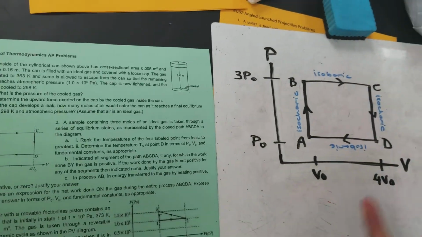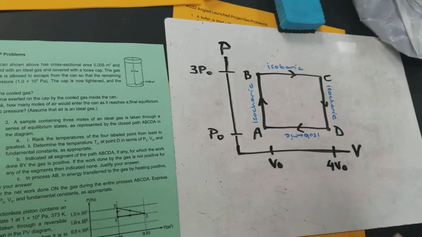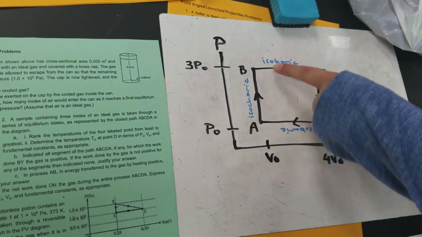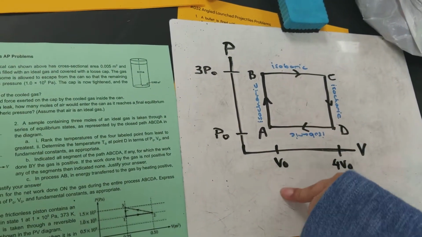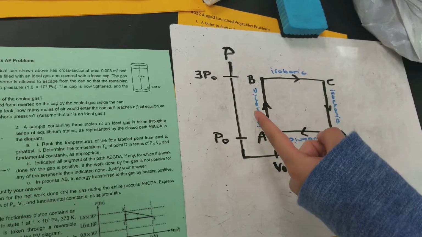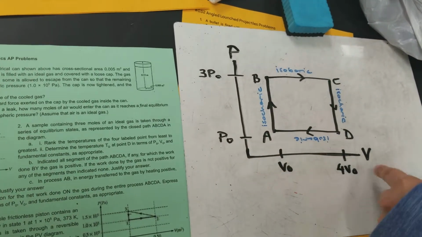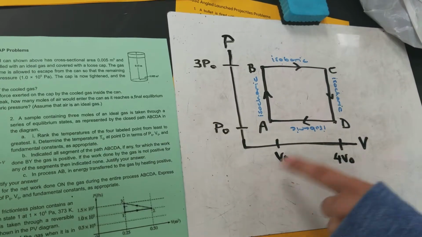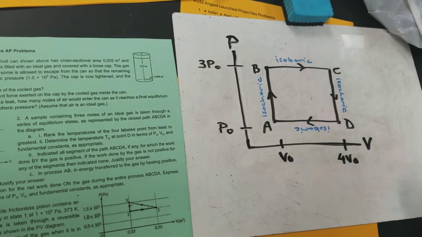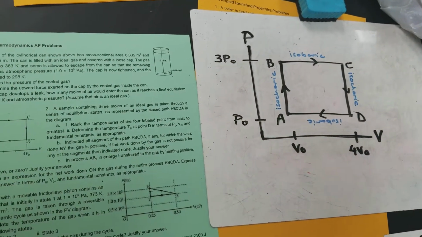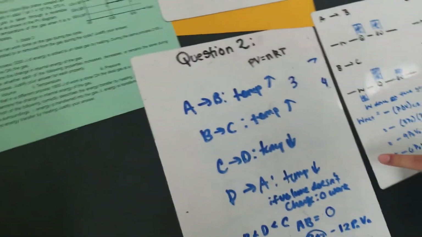So the first thing we did was identify what type of process each one was. A to B is isochoric because volume doesn't change. B to C is isobaric because pressure doesn't change. And then C to D is isochoric, and D to A is isobaric as well. So then when we were looking at question A, we had to rank the different temperatures.